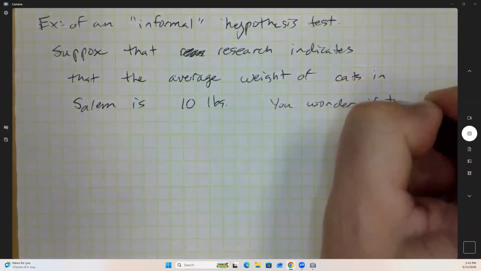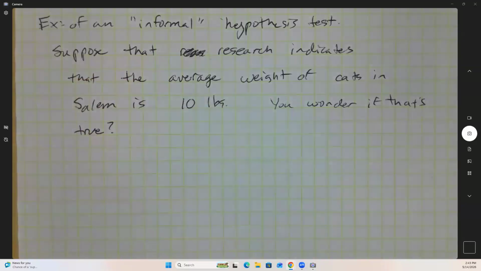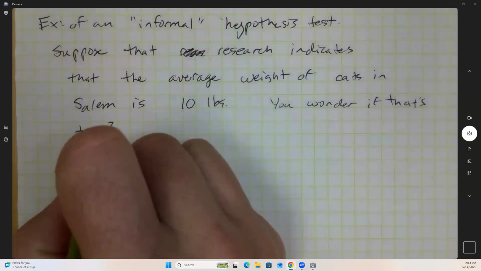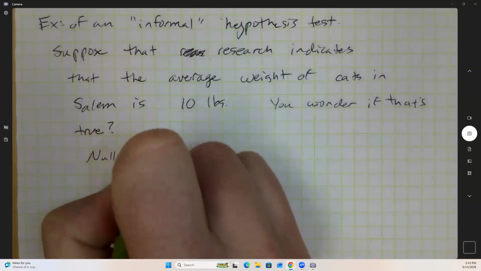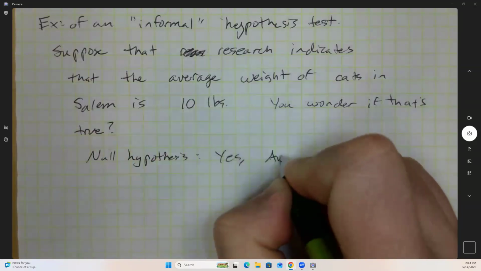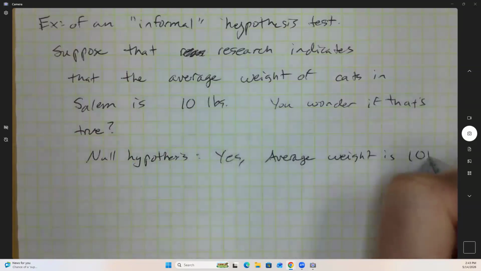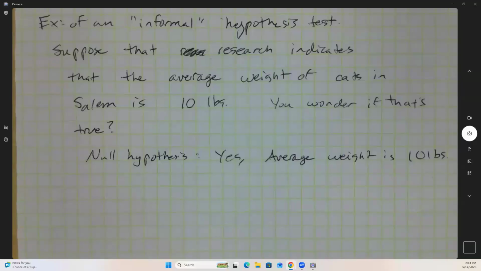You wonder if that's true. What are the possible answers to that question? If it's true. Yeah, two possibilities. Possibility number one, what we call our null hypothesis, is yes, the average weight is 10 pounds. Now, suppose it is true.